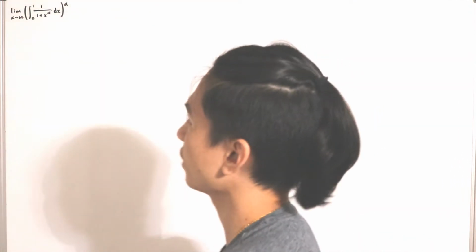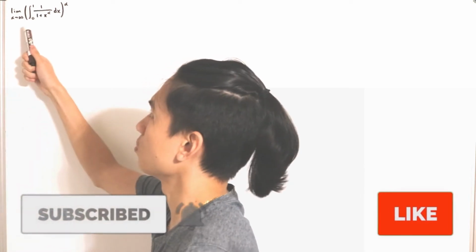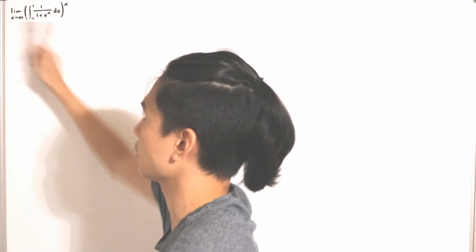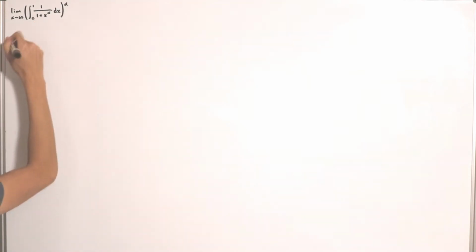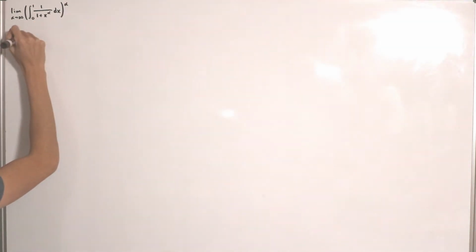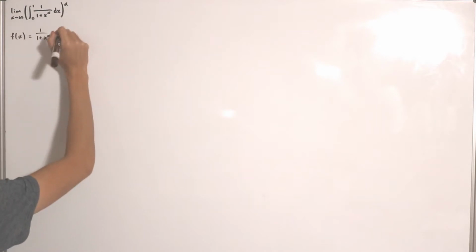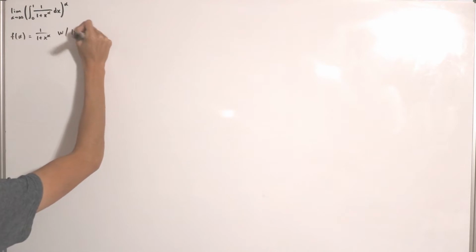So in today's video we have the limit as alpha approaches infinity of the integral from 0 to 1 of 1 divided by 1 plus x to the power alpha dx, and then that entire expression has the power alpha itself. Okay, so I like to define a function in terms of alpha of the inside. Specifically, let's define f of alpha equals 1 divided by 1 plus x to the power alpha, with a little condition such that the absolute value of x is less than 1.